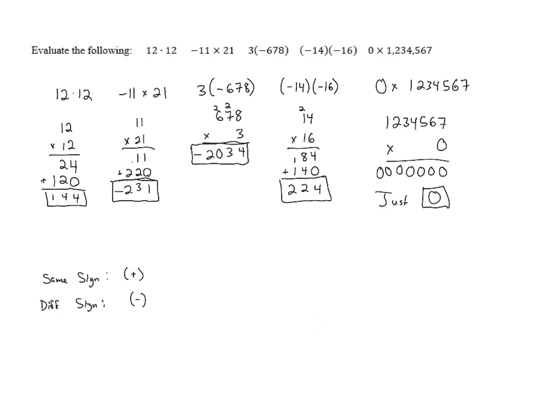And the rule here is that whenever we're multiplying any number times 0, the answer is going to be 0. So you don't have to write out a problem like this and multiply 0 by all the different digits. You can just follow the rule. Anything times 0 is 0.